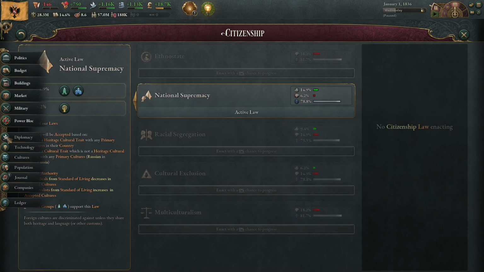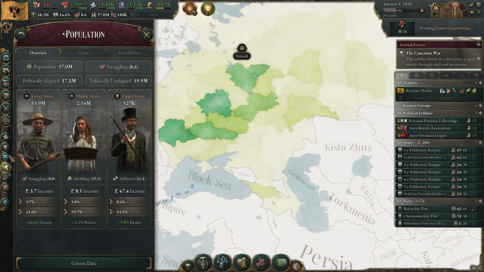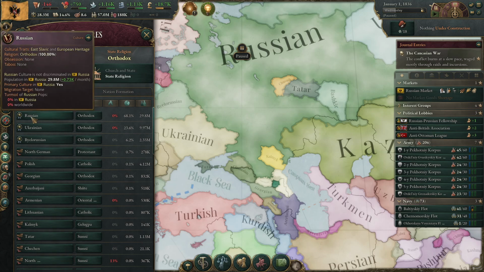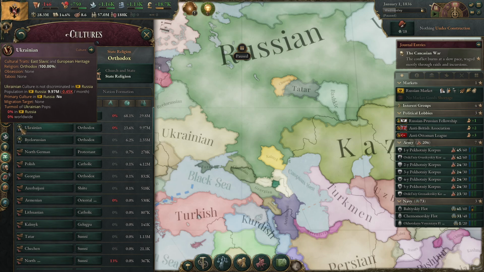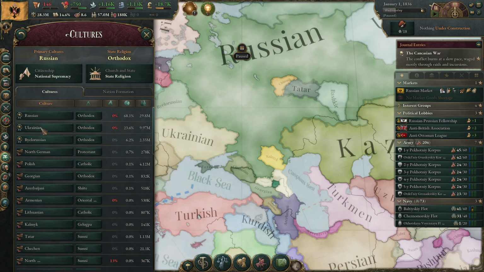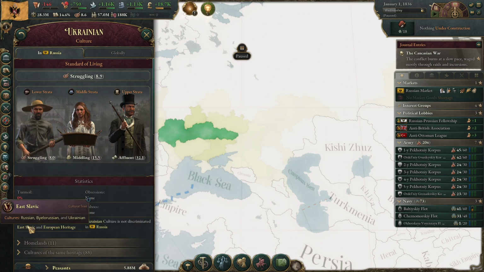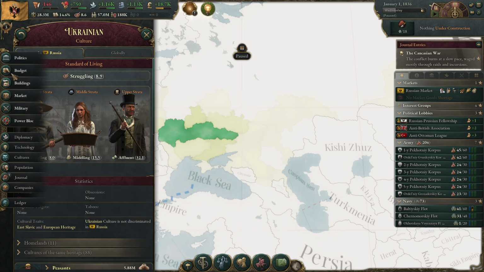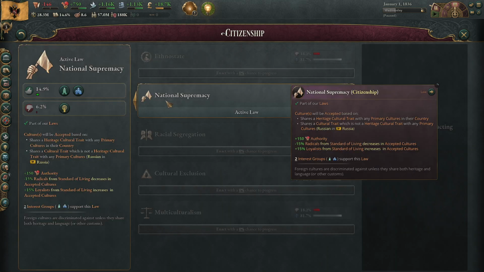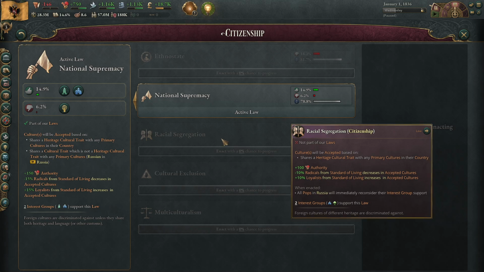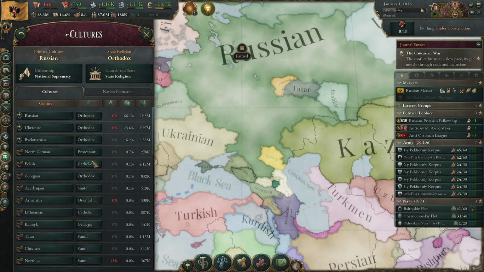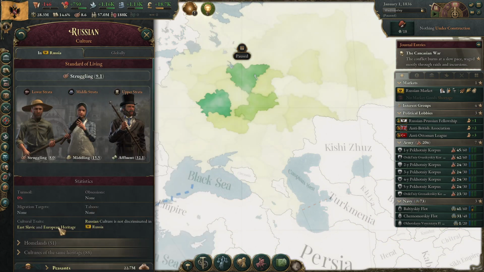It's easier to go to the population and the culture screen, and we can see Russians. They are our main pop, so they're not being discriminated against, of course. This star here means that they are not being discriminated against. For example, Ukrainians are not being discriminated against because they are of European heritage and East Slavic, so they share both of these. National supremacy means it needs to share both. If we go to the next step, racial segregation, it's enough if it shares a heritage cultural trait with any primary culture, and that means that Russian is of the European heritage.